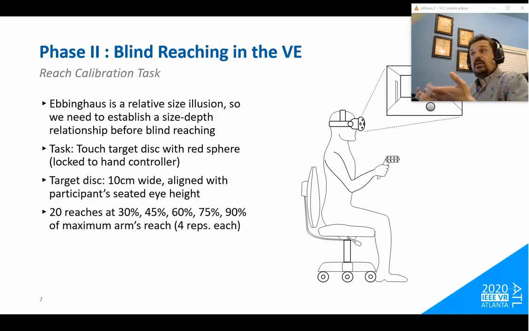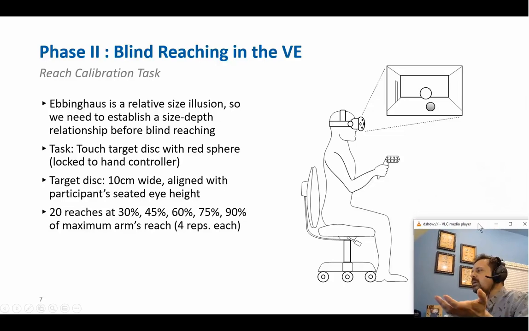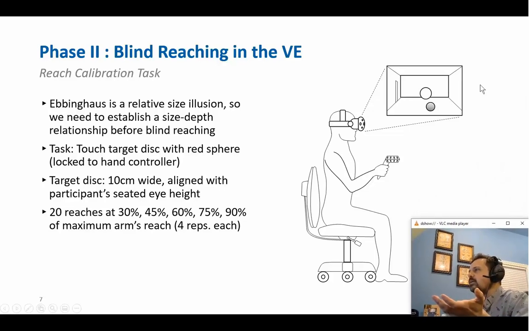Ebbinghaus is a relative size illusion, and my video is covering up part of what you need to see here. So I'm going to scoot me down to the bottom corner for a little bit. There we go. And so here's a view of what the observers were seeing. They were in a sparsely populated, in terms of furniture and such, model of our lab. And a disc 10 centimeters wide was placed at eye height at one of 5 distances away from them.